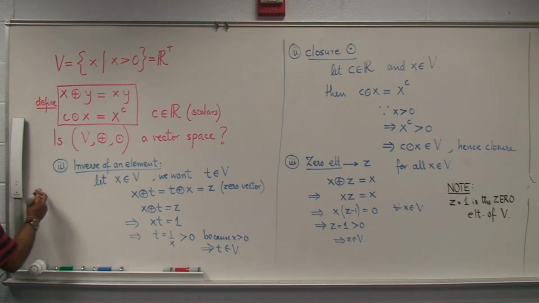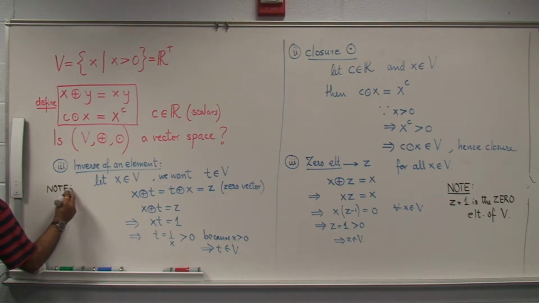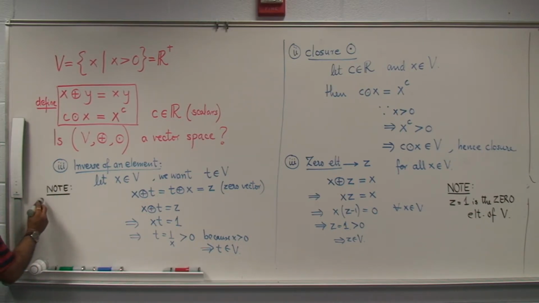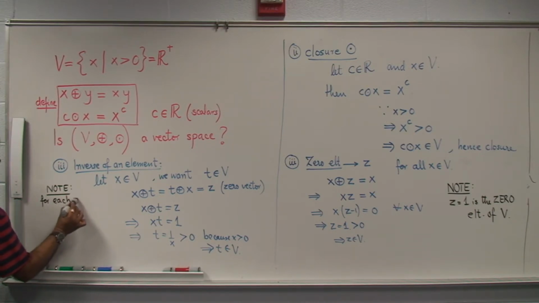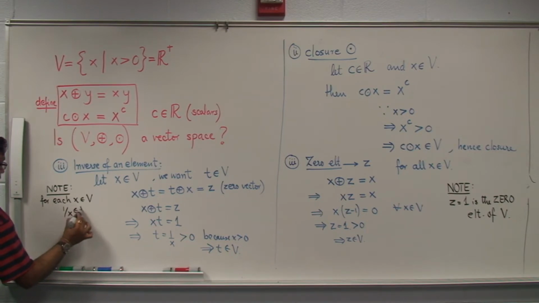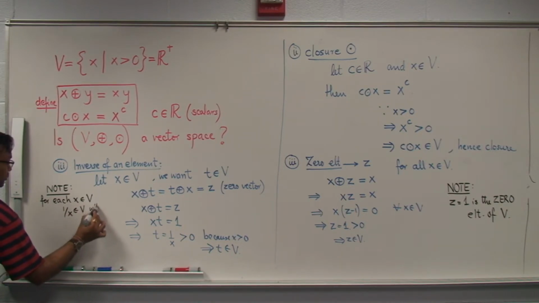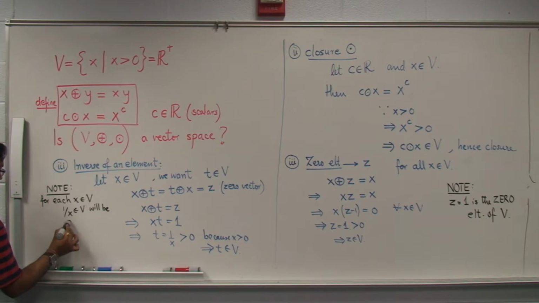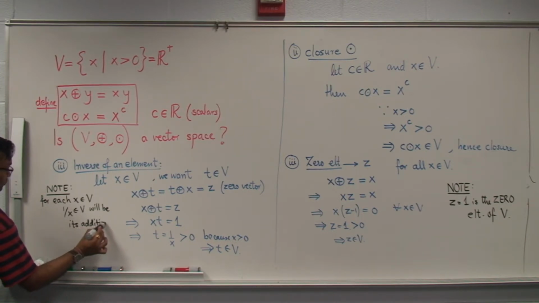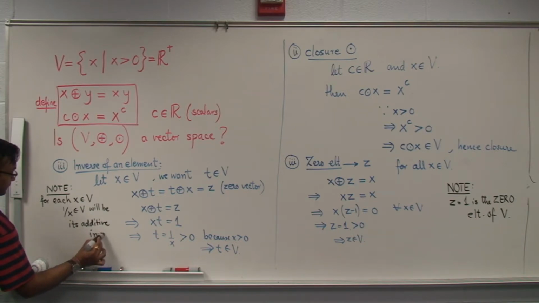These are some special things that will help you think outside the box a little bit. So for each X in V, 1 over X belongs to V, and it will be its additive inverse.